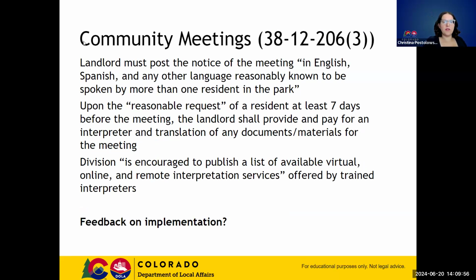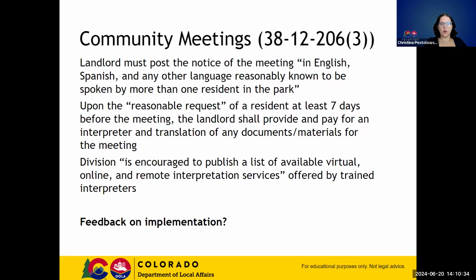So in 2022, changes to the Mobile Home Park Act were made, stating that a landlord is required to host a community meeting when it's requested by a resident within a certain time frame, but they're only required to do that twice a year. So there are some updates to that section of the statute, that landlords have to post notice of the meeting in English and Spanish and any other language reasonably known to be spoken by more than one resident of the park.